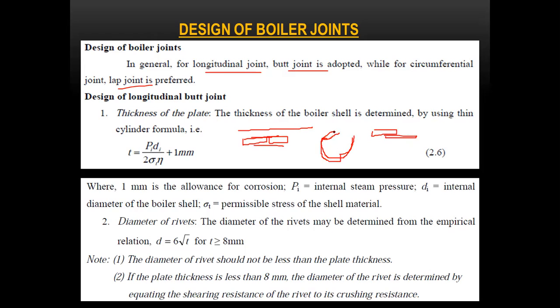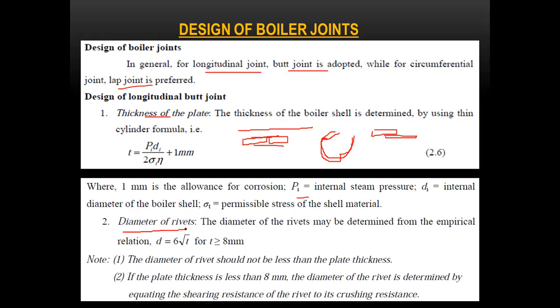Okay, now here is how to design a longitudinal butt joint. Here the first one is the thickness of the plate. By using the formula, thickness is equal to PI DI by 2 sigma T into efficiency, plus 1 mm. These are all things you can see in the design data book, where 1 mm is the allowance, PI is the internal steam pressure, DI is the internal diameter of the boiler shell, and sigma T is the permissible stress.